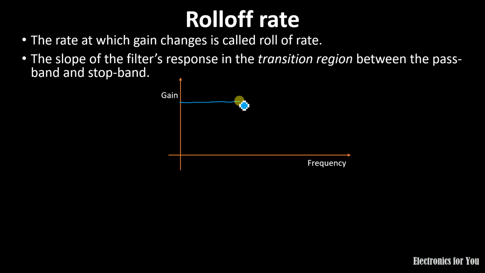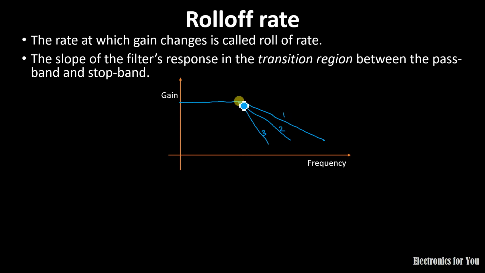So the region in which the gain changes is called the transition region, and here is the slope of that. This is the transition region where there is a change in gain, and the slope of this gain is called roll off rate. Now this slope may be like this, then it may be like this, or it may be like this. Let us consider these as 1, 2 and 3.